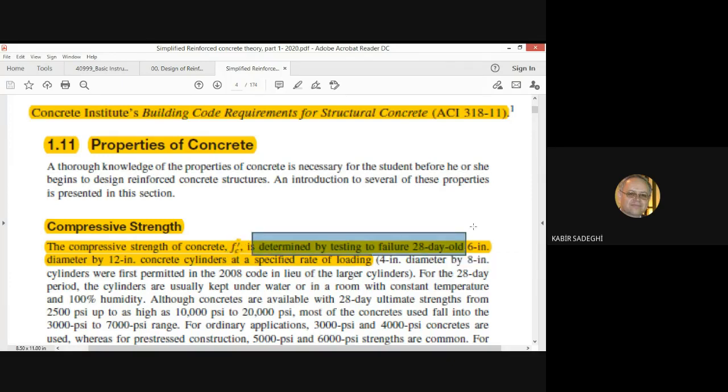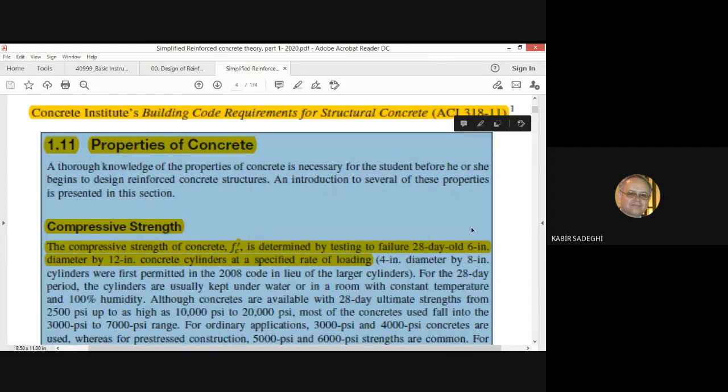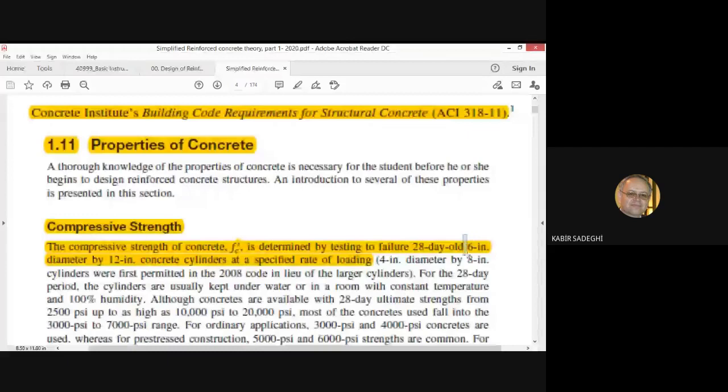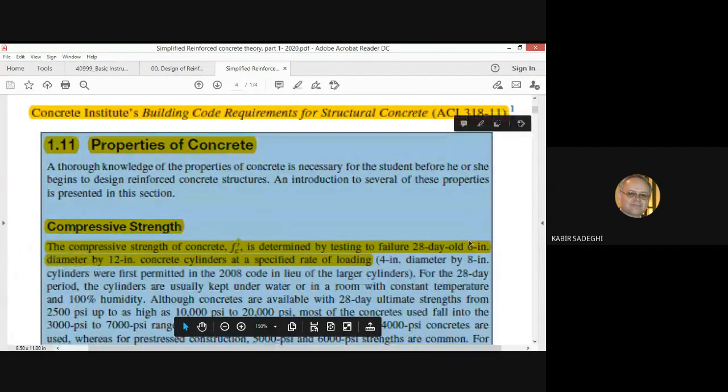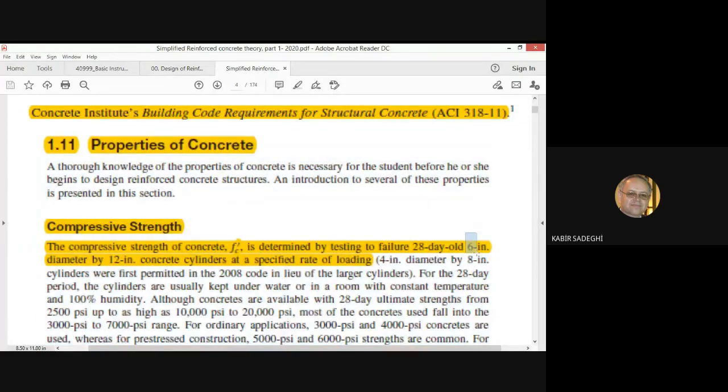What is the sample? The American sample is a cylinder. A cylinder has a diameter of 6 inches and a height of 12 inches. It means the diameter is about 15 centimeters and the height is about 30 centimeters. And the form of the sample is a cylinder.